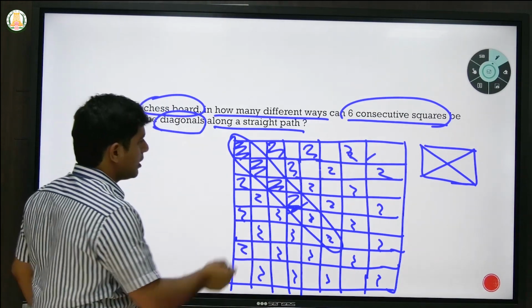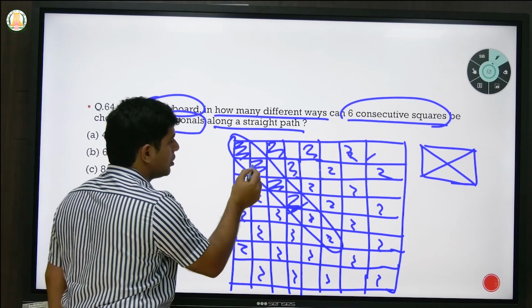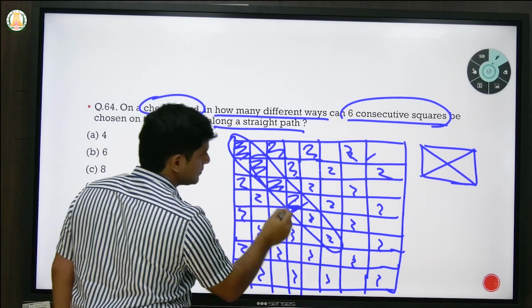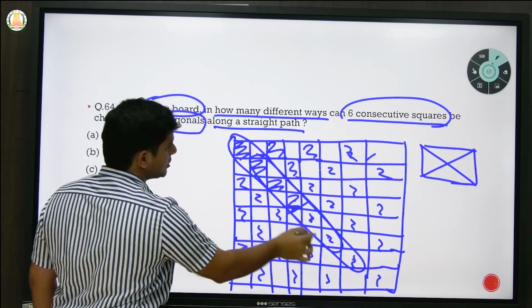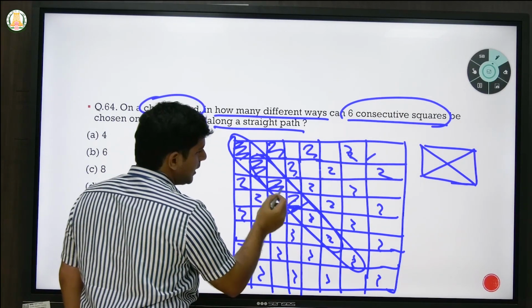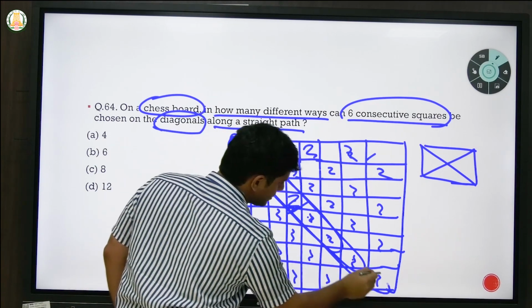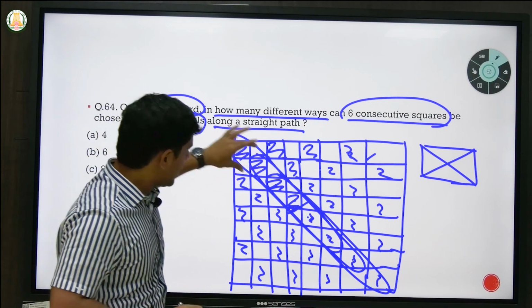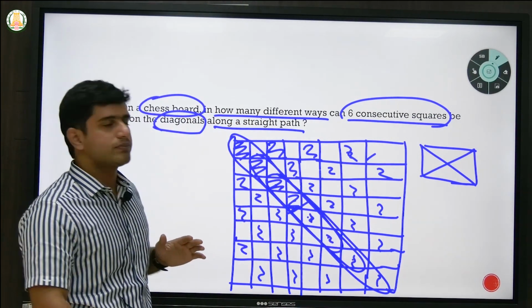So, this is one set. Now, we will go again. Now, this is 1, 2, 3, 4, 5, 6. But if you start from square 2, 2, 3, 4, 5, 6, 7, you have another set here. Yeah, this is a different set from this. This is 1 to 6, this is 2 to 7. That is a different set. Now, if you go again, 3, 4, 5, 6, 7, 8. So, this is another set. Okay. So, on one diagonal, you can find 3 different sets of consecutive squares.